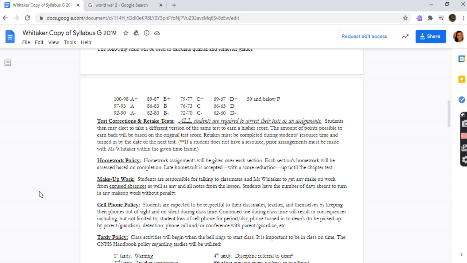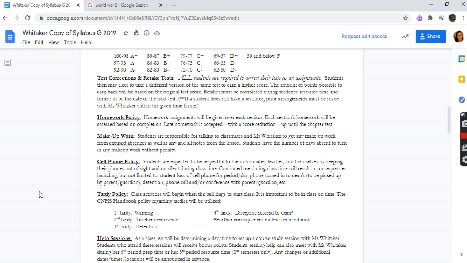Cell phone policy. Students are expected to be respectful to their classmates, teacher, and themselves by keeping their phones out of sight and on silent during class time. Continued use during class time will result in consequences, including but not limited to: student loses the cell phone for a period or day, phone turned into the dean's to be picked up by a parent or guardian, detention, phone call, or conference with a parent or guardian or the dean.